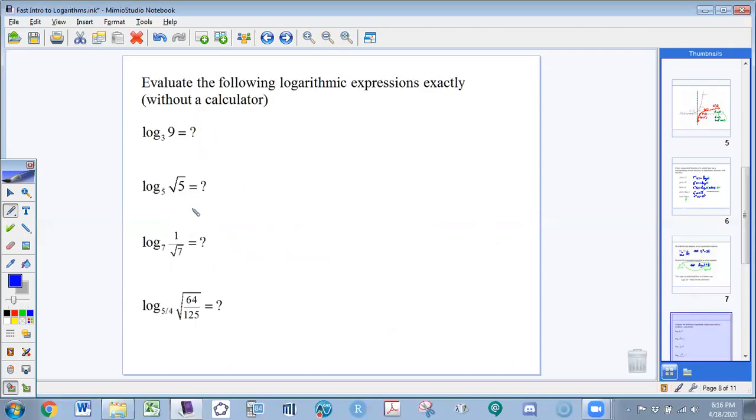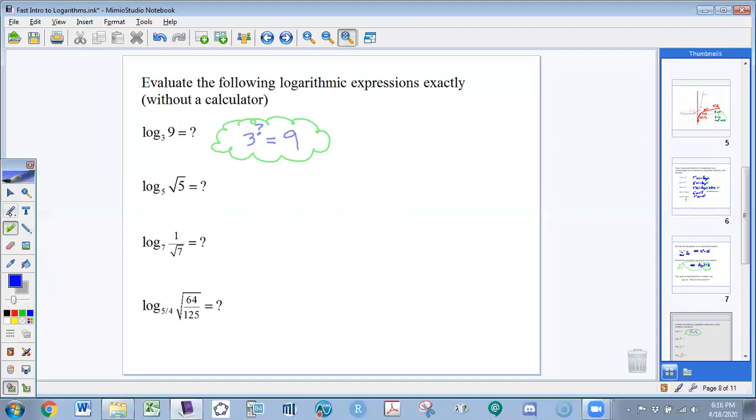So we're going to evaluate the following logarithmic expressions, and we want to do this without a calculator, and we want exact answers, not decimal approximations in any case. So if I have log base 3 of 9, so I'm kind of flipping what I had on the other page, if I want to know what does log base 3 of 9 equal, I could, in my mind, think, okay, well, what's the corresponding exponential equation that goes with that? And it's, well, 3 to the question mark is equal to 9.